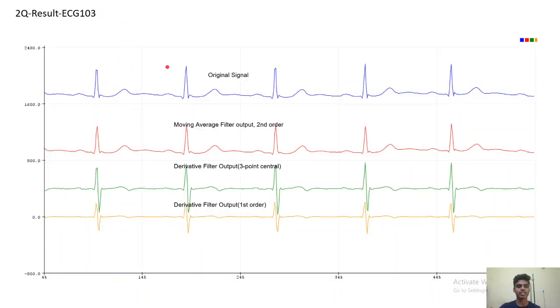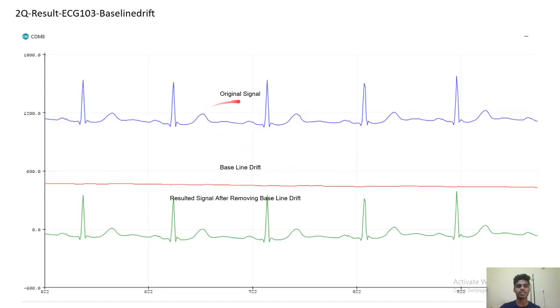This is the first sample data, ECG 103. This is the original signal, this is the moving average filter output of second order, this is the derivative filter output of 3 point center difference, and this is the derivative filter output of first order. We have also done the baseline drift removal for the ECG 103 sample data. This is the original signal, this is the baseline drift, and this is the result signal after removing the baseline drift.